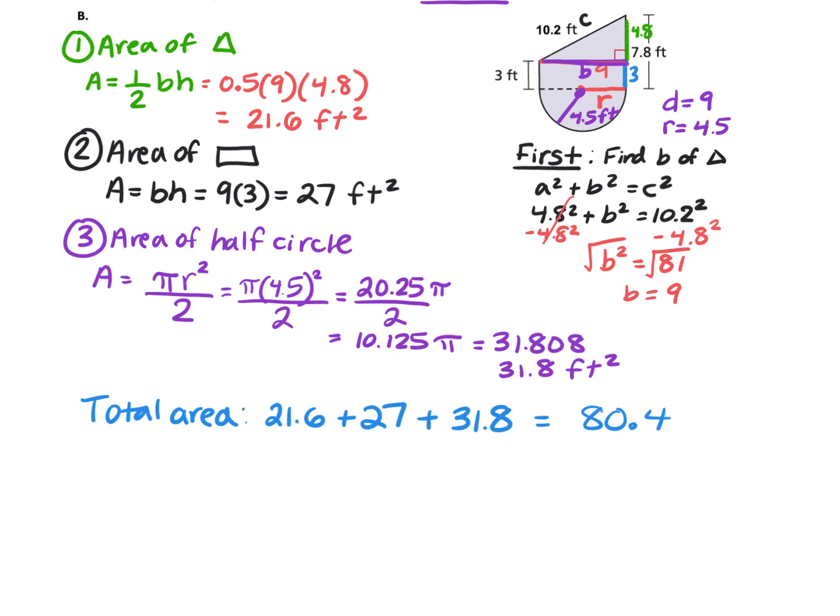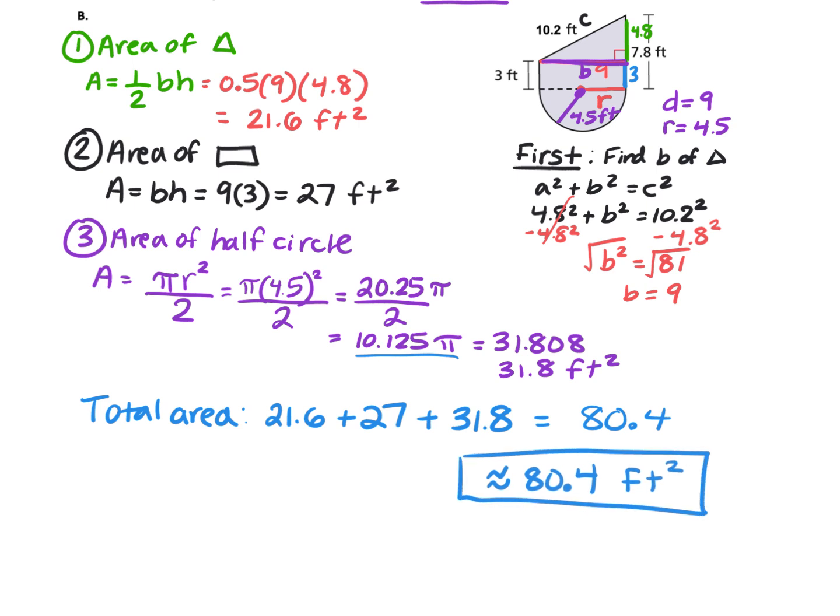For my final answer, instead of saying 80.4, I'm going to say approximately 80.4, because to get that value, I had to do a little rounding right here with the pi value. So the total area is about 80.4 square feet. That again is rounded to the nearest tenth.